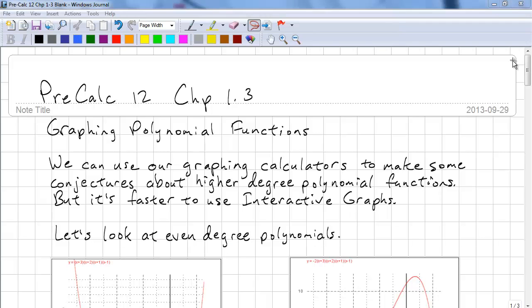Calc 12, Chapter 1.3, we're going to look at graphing polynomial functions. We can use our graphing calculators to make some conjectures about higher degree polynomial functions, but you can use my program called Interactive Graphs, or you can go to the website desmos.com.